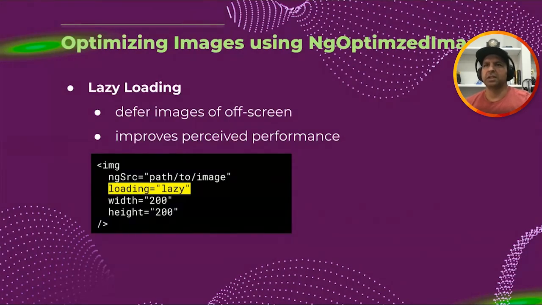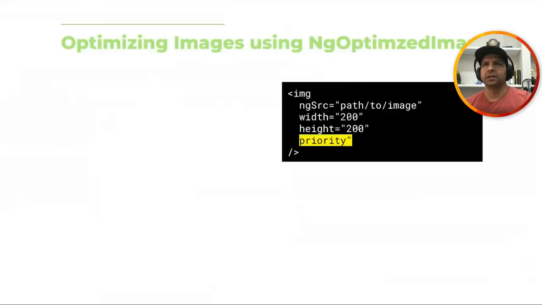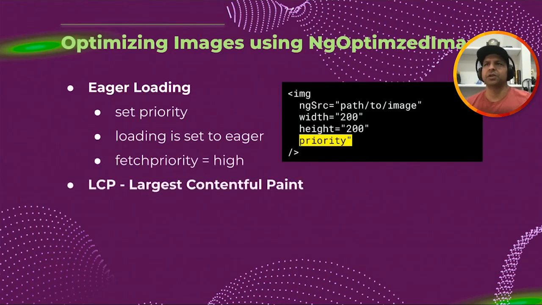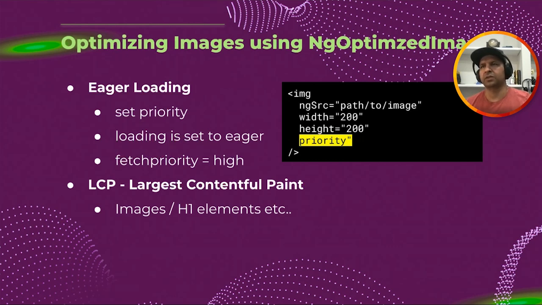So by default, lazy is set to all images that are not marked as priority. So you have to be really careful with this. When the image is marked with priority, the fetch priority is also automatically set to high and loading is set to eager. So these options are super useful and they give instructions to the browser to download the image as soon as possible. And setting the fetch priority can also improve the LCP, which is the largest contentful paint.